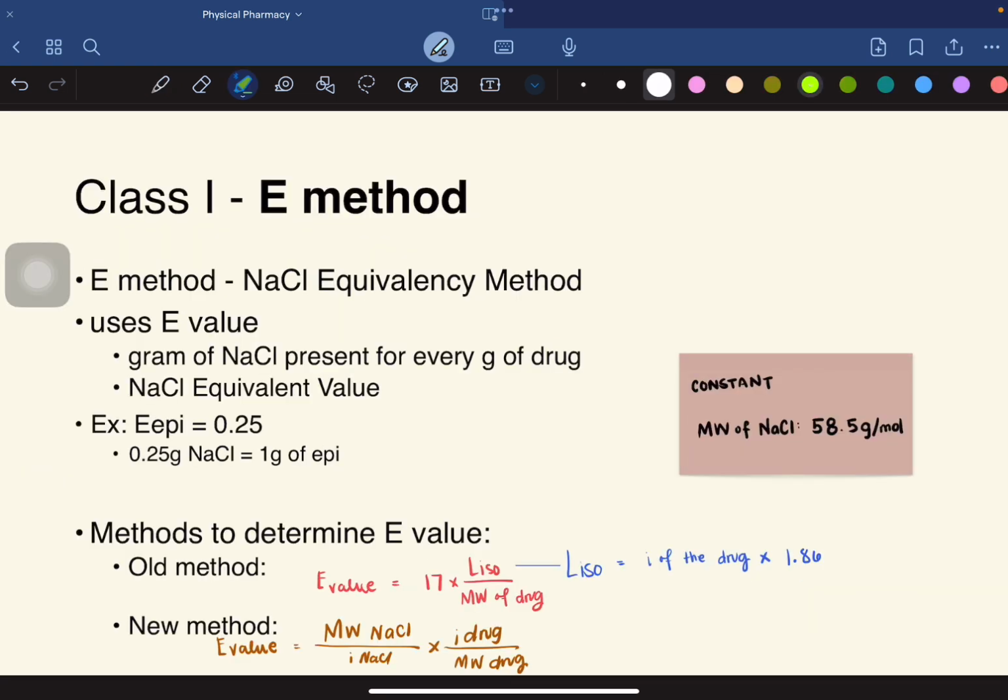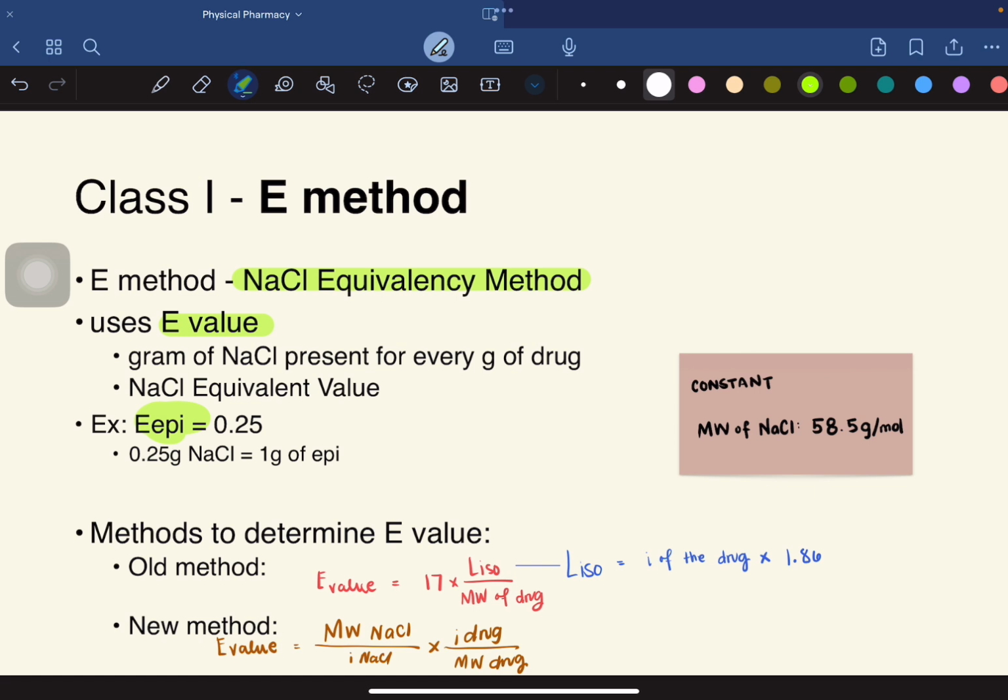So now let's proceed to your E method. So this is still a class 1 method. So your E method is also known as your sodium chloride equivalency method kasi it uses an E value or a sodium chloride equivalent value. So your E value is the gram of sodium chloride present for every gram of drug that has theoretically the same osmotic effect. So for example, the E value of your epinephrine is 0.25. So that means 0.25 grams of your sodium chloride will have the same osmotic effect of 1 gram of epinephrine.